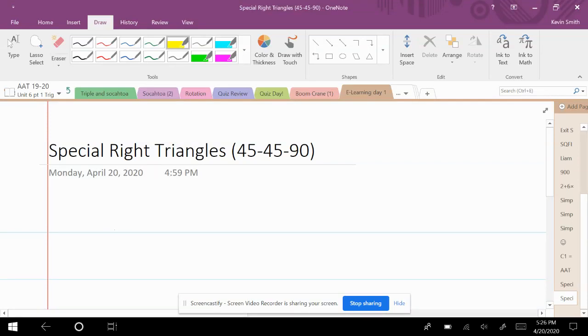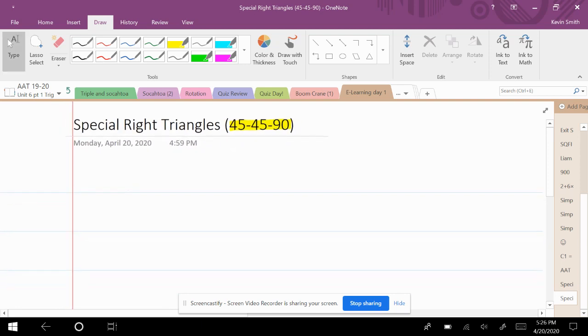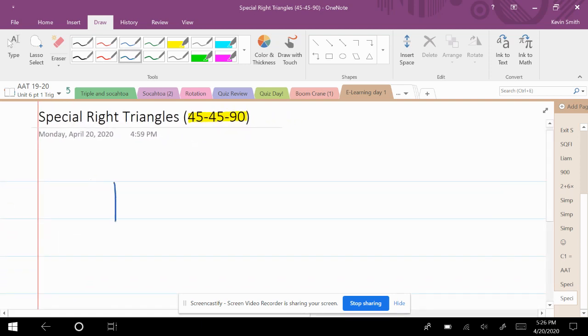Hey guys, okay, so the next lesson we're going to do is special right triangles. Specifically, we're going to look at 45, 45, 90 triangles. Of course, there's an infinite number of right triangles we could look at, but we are really only going to focus in on the 45, 45, 90 triangle, which you've seen in geometry before, where we have our right angle and then the other two angles are both 45 degrees. And we're going to talk about what these side lengths are.